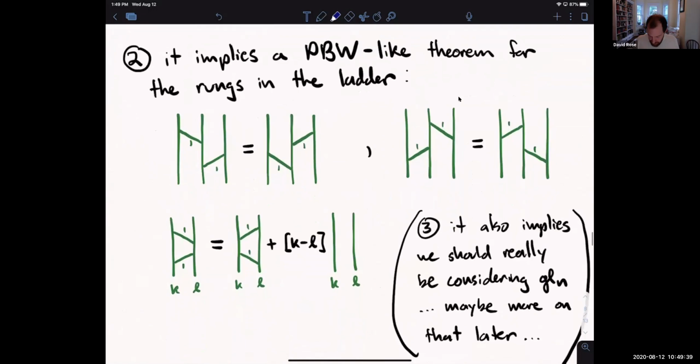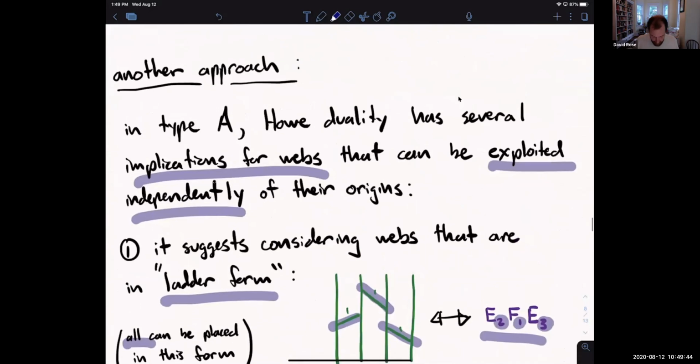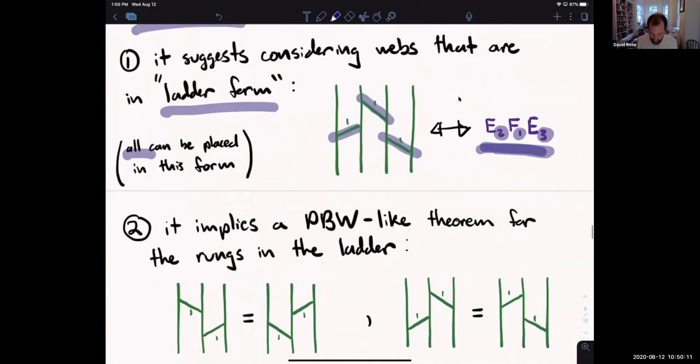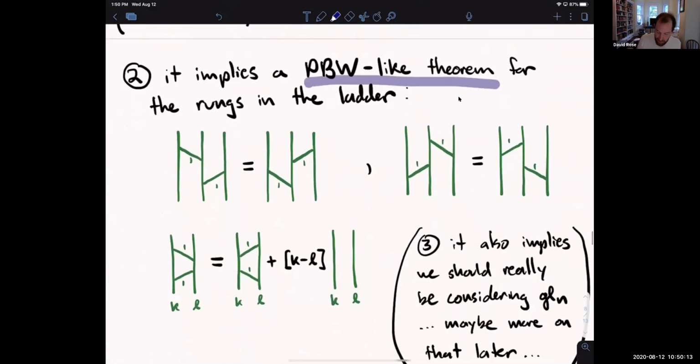The next observation is that I know the PBW theorem on the dual side. The PBW theorem allows me to take expressions in the quantum group, which are sequences of E's, F's, and, classically, H's, and in the quantum setting K's, and rearrange them to put all of my E's on one side and all of my F's on the other. And that immediately implies a PBW-like theorem for rungs in these ladders.